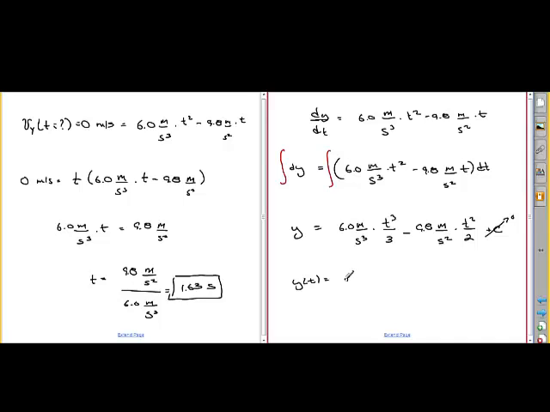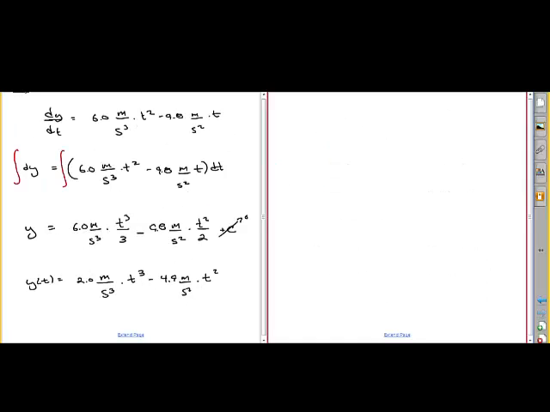We can go ahead and divide 6 by 3. That's 2.0 meters per second cubed times t cubed minus 9.8 divided by 2 is 4.9 meters per second squared times t squared. Okay, so now we take our time, 1.63 seconds.